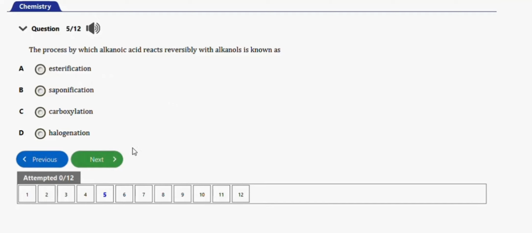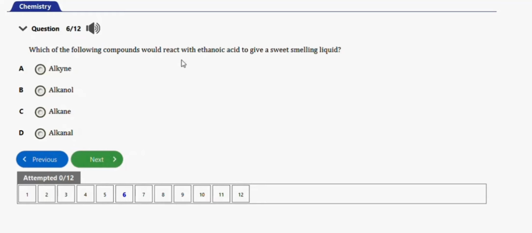The next question says, which of the following compounds would react with alkanoic acid to give a sweet smelling liquid? So it will be an alkanol. Okay, option B is the obvious answer.